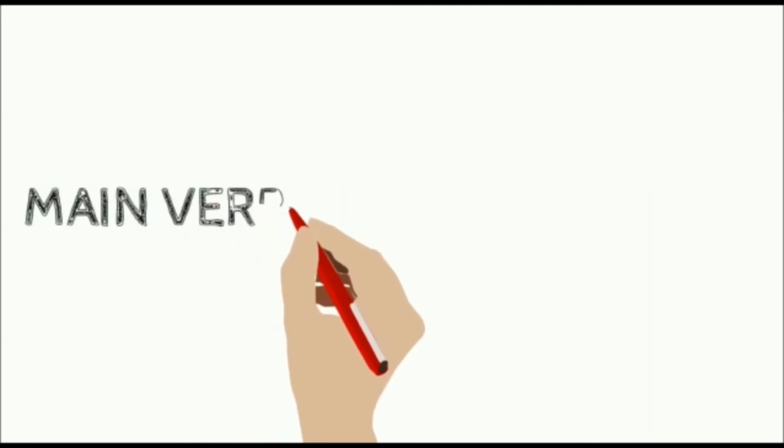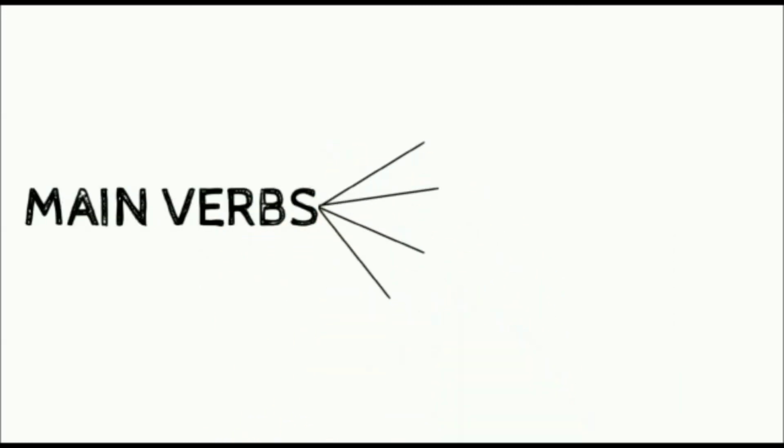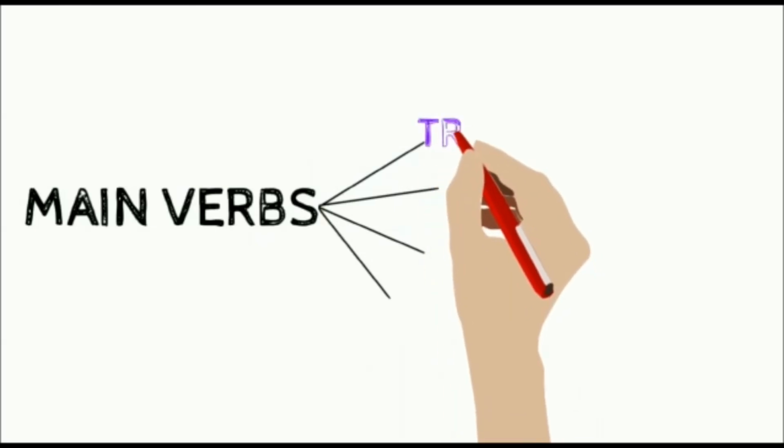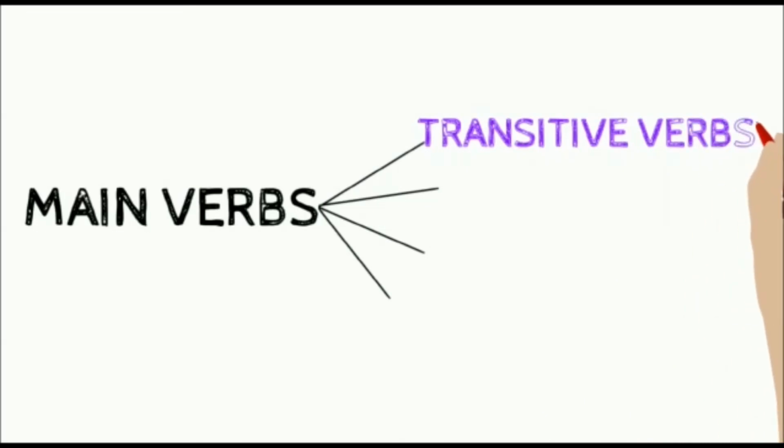Now we have reached the end of the summary. Just take a look at the diagram. Main verbs are divided into four types. They are transitive verbs, intransitive verbs, ditransitive verbs, and the last is the linking verbs.